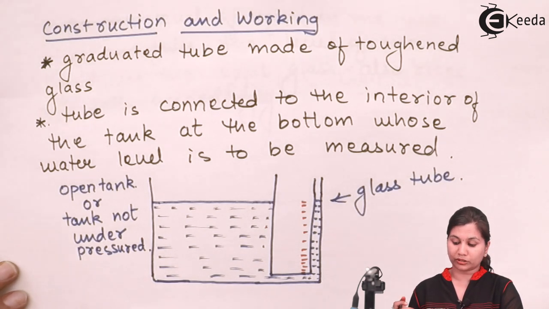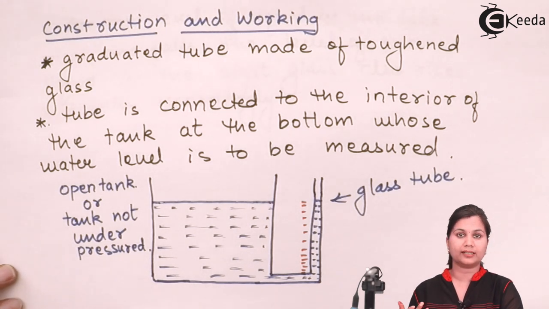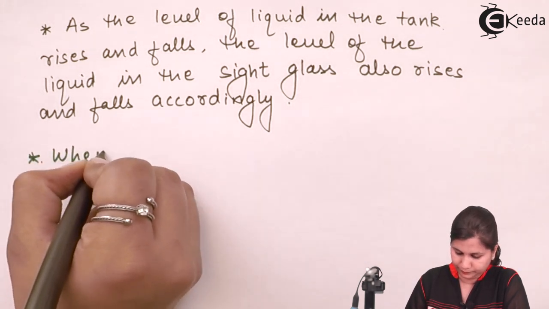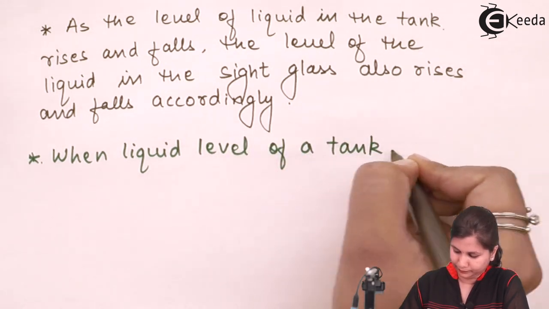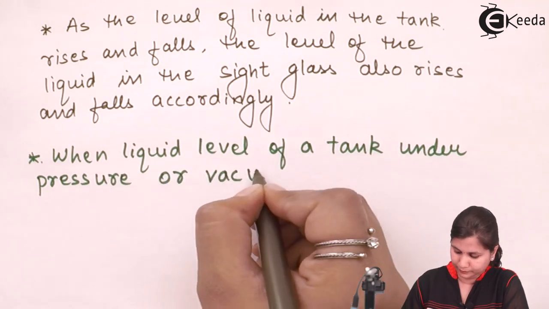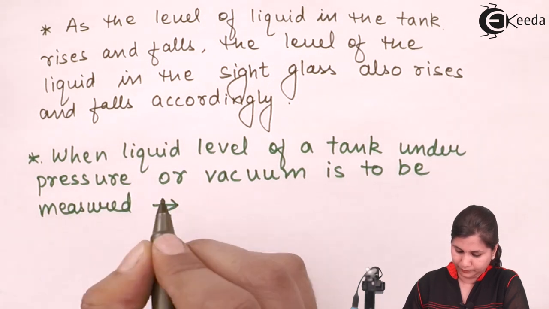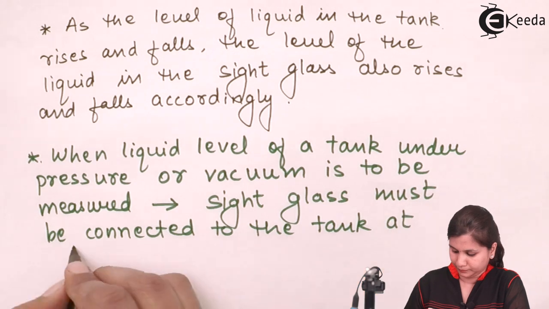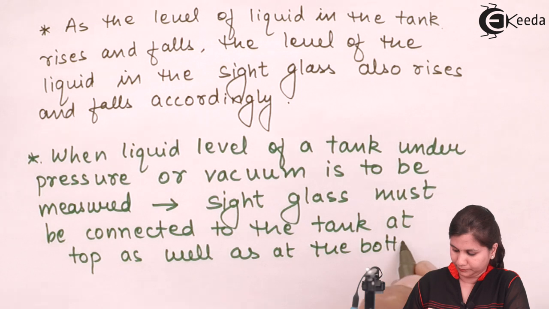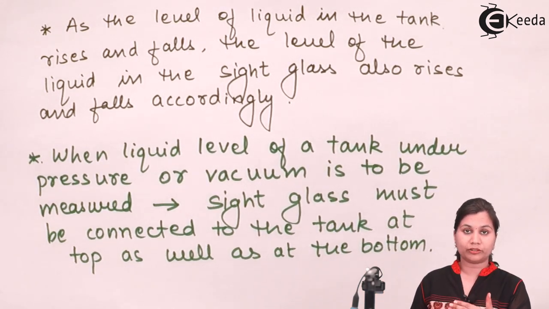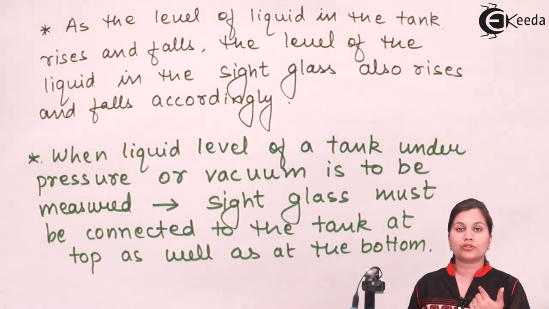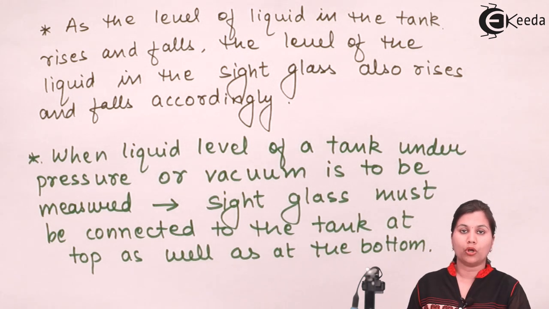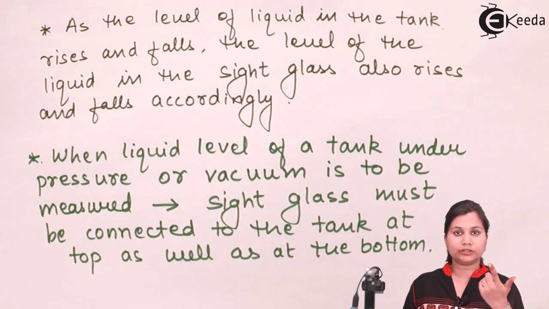Okay, now how are we going to measure the level of the liquid in a tank which is closed or which is under some pressure? There is a different arrangement for that. So when we want to find out the level of the liquid in a tank which is under some pressure or in a vacuum condition, the sight glass must be connected to the tank at the top and also at the bottom. So there will be two connections of the sight glass to the tank, one at the top and one at the bottom.